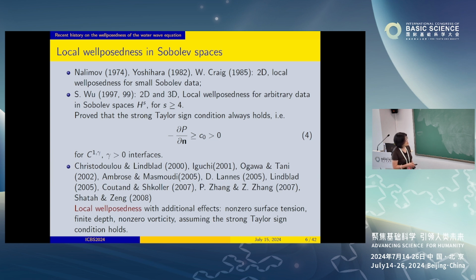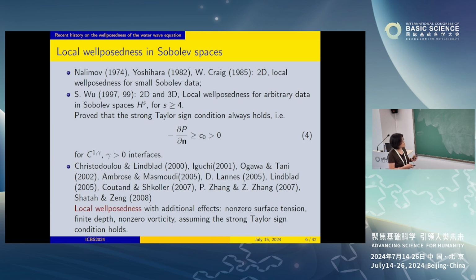And there are many developments in the local well-posedness. Now you can add surface tension. Surface tension is a smoothing term, right? And it doesn't make matters worse. And you can also have non-zero vorticity, and the vorticity is a lower order term, and that's also okay.